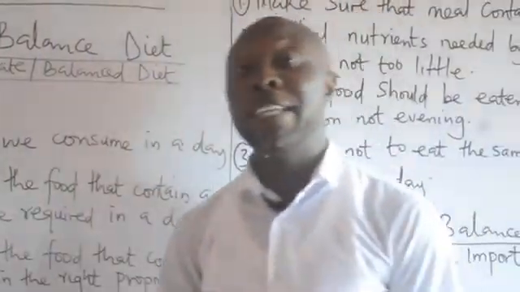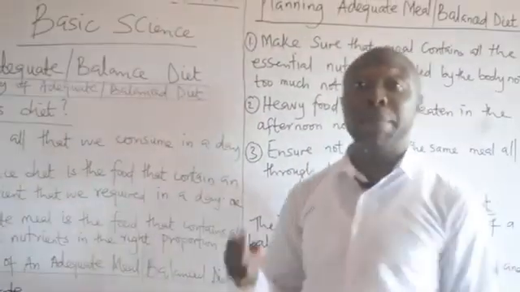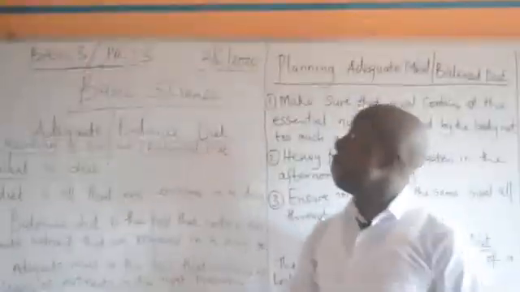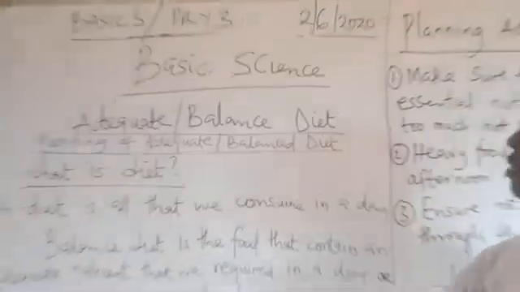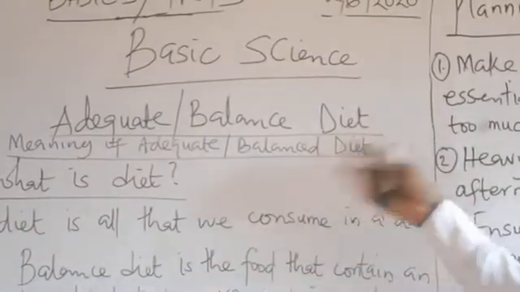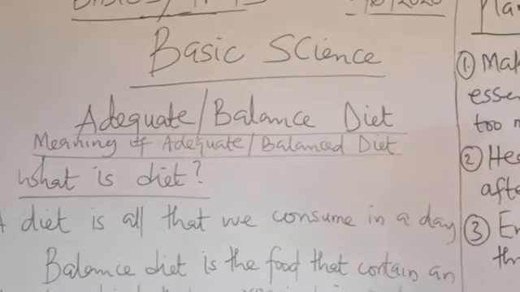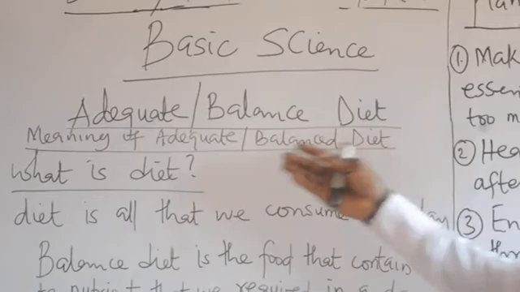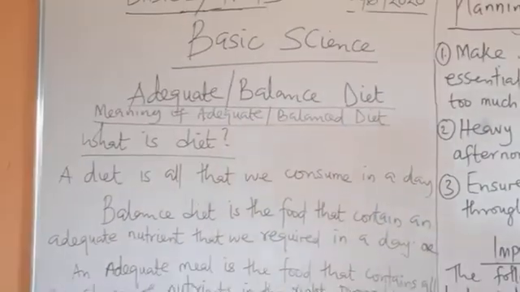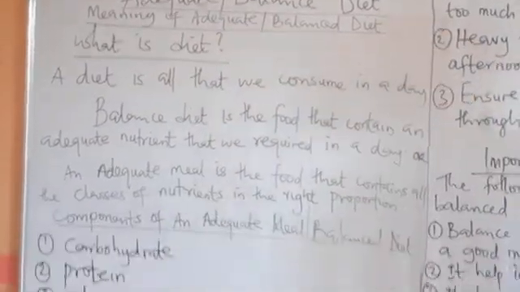My name is Mr. Benjamin Obi. I'm here this morning to take basic science for basic 3 and primary 3. And the topic is adequate or balanced diet. Under this topic, the subtopic is meaning of adequate or balanced diet.